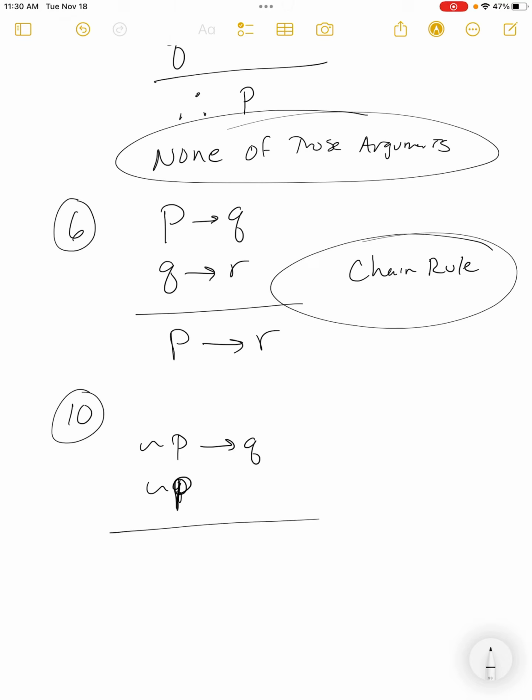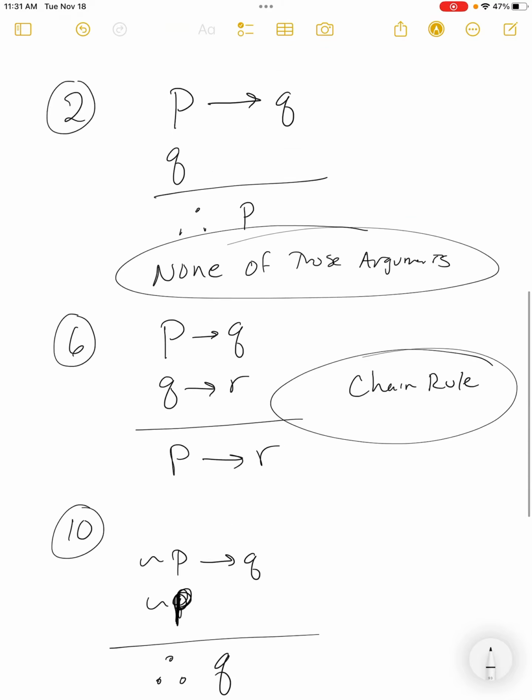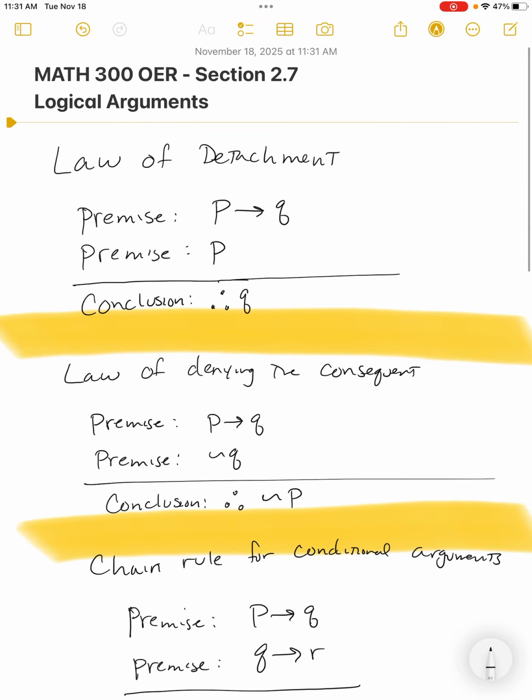Negation of P goes to Q. And we have the negation of P, which is the first thing. Therefore, we have Q going on. Now notice that this is the same thing. I think they're looking to trap us with the negation.